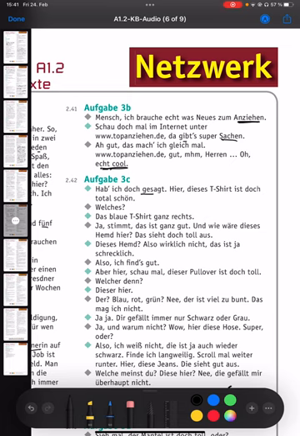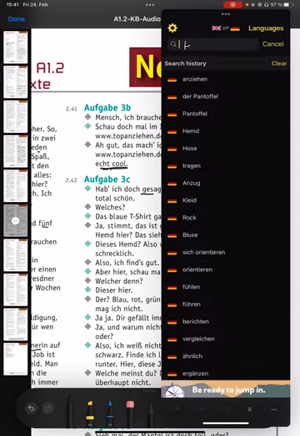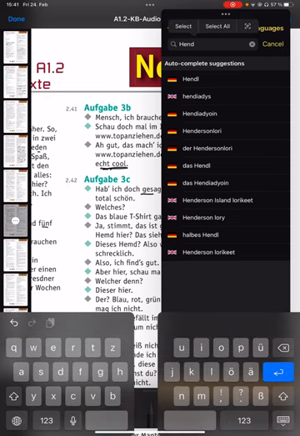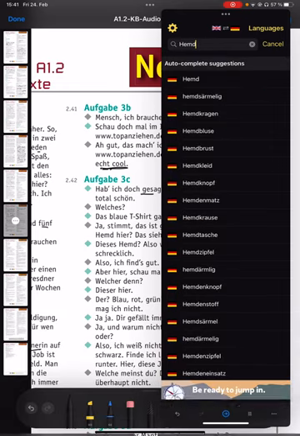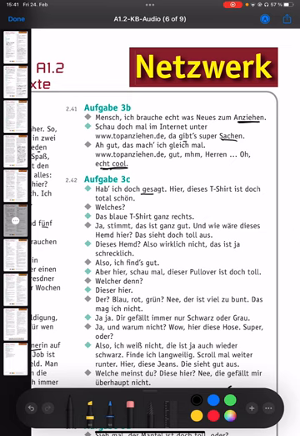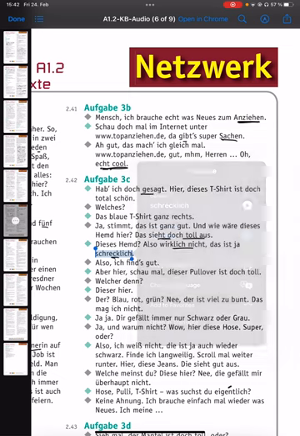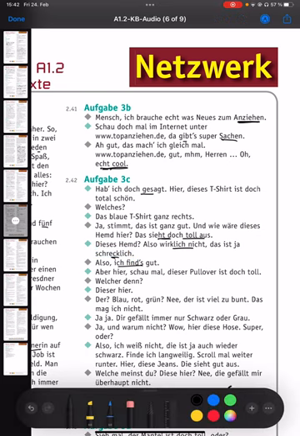Und wie wäre dieses Hemd hier? What about these? Hemd here. Hemd is shirt, right? What about this shirt? I always get confused between Hemd and Hose. Hose is pants, Hemd is shirt. Das sieht doch toll aus. Also wirklich nicht, really not. Das ist ja schrecklich. Schrecklich is terrible. Schrecklich, terrible. Also, ich finde es gut. I like it. I find it good.